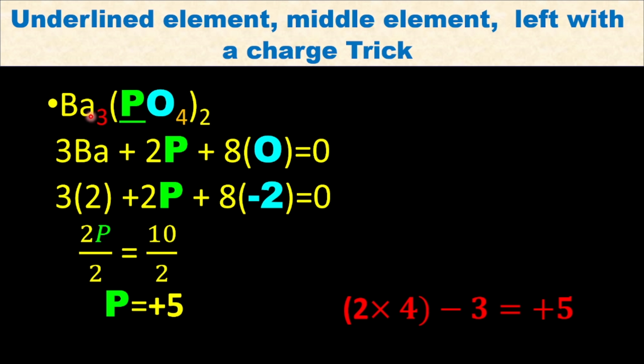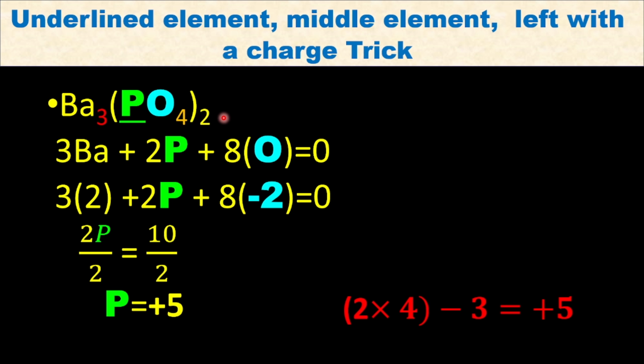How do we get to know the charge of barium? As I said, if there are numbers crossing, it tells you that this number came from Ba, and the 3 here came from that. So that tells you that Ba has a charge of 2. So that is why we inserted 2 here. So 3 times 2 plus 2P plus 8 times minus 2, that is for oxygen. So when you divide, at the end you get plus 5. So this is the normal calculation.